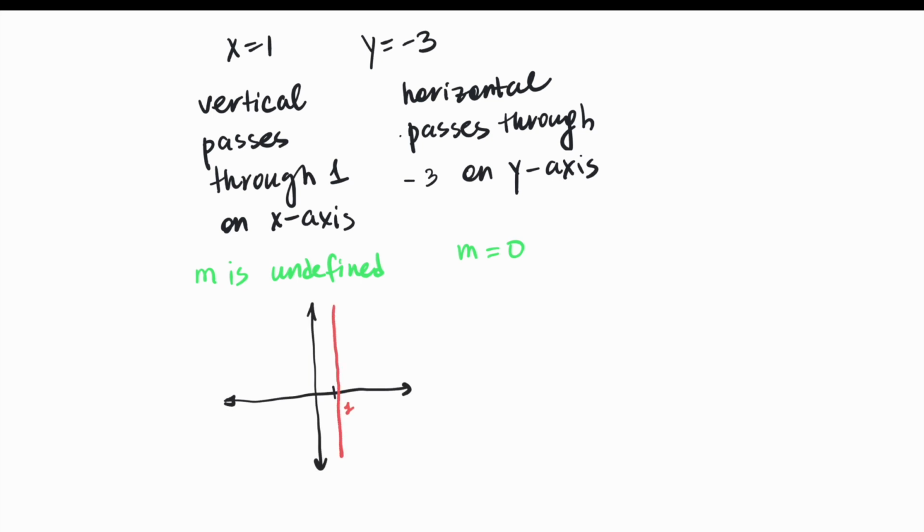So this is your vertical line. It should pass through 1. That's your vertical line. So this line is x equals 1. And this line right here is y equals negative 3. So find negative 3 on that y-axis and create a horizontal line.